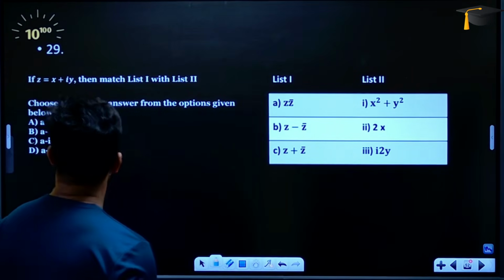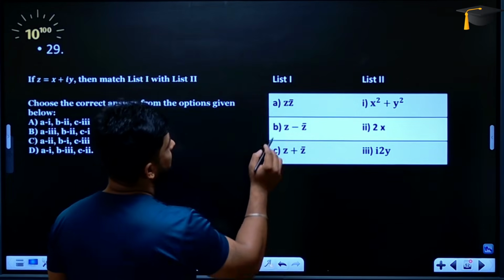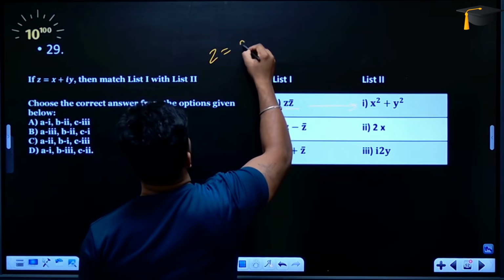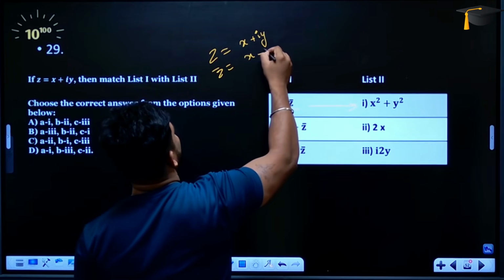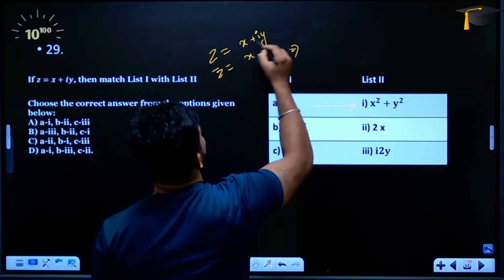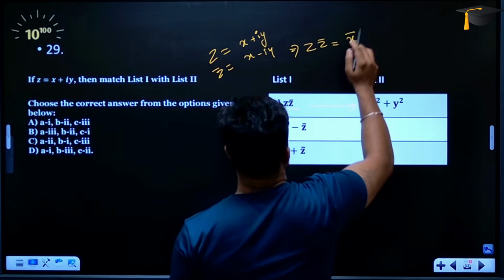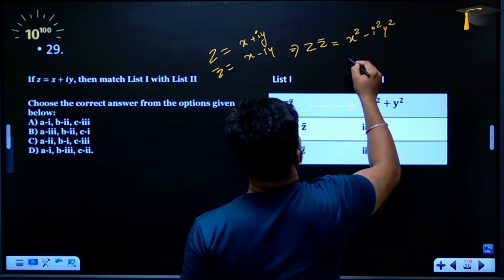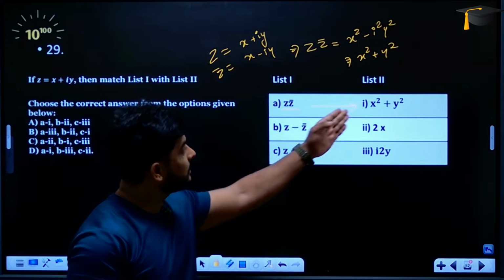Next, match the following. Here you need to know the concept. Z into Z bar is this solution. Z is given as X plus IY. So what is Z bar? Z bar is equal to X minus IY. So what is Z into Z bar? It is X square minus I square Y square. I square value is minus 1, so it becomes X square plus Y square. So the answer is only X square plus Y square.